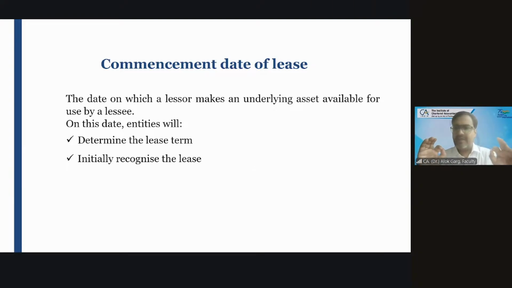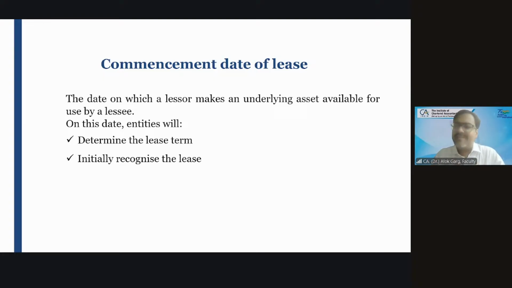Yes, sir. But I have a doubt. What will happen if we get the right to use before the commencement date? What will happen if you get the right of use? So if you get a right of use, it means the underlying asset is available for you. So then the commencement date will be shifted, right?